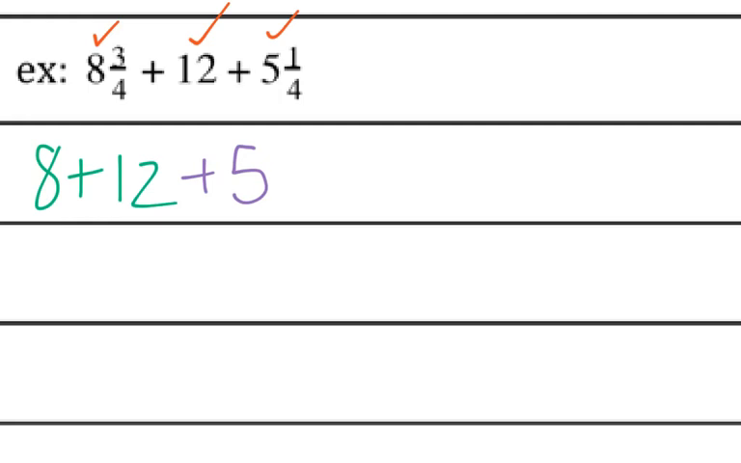But then 3/4 and 1/4. Well, if I had 3 parts of something and they were all equal parts and I had 1 more, that would be 4 total. So that's going to end up working out nicely. So here's 3/4 plus 1/4.